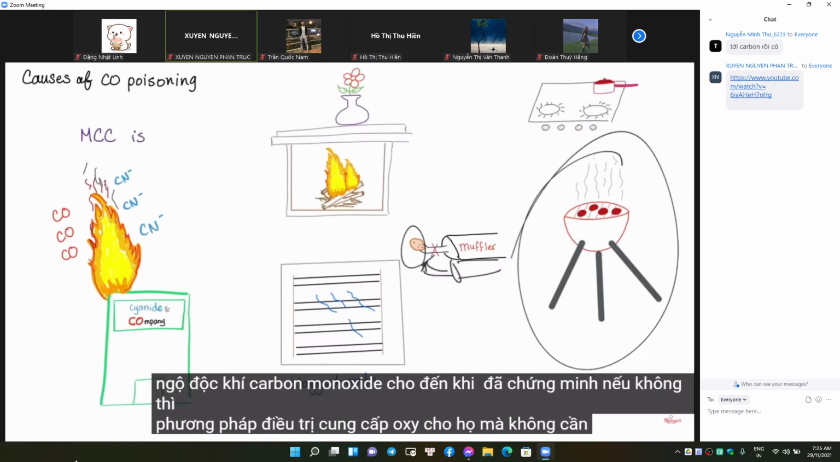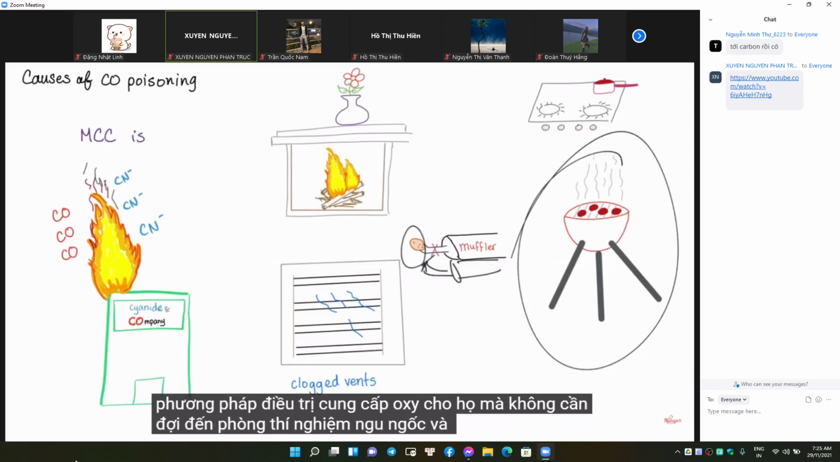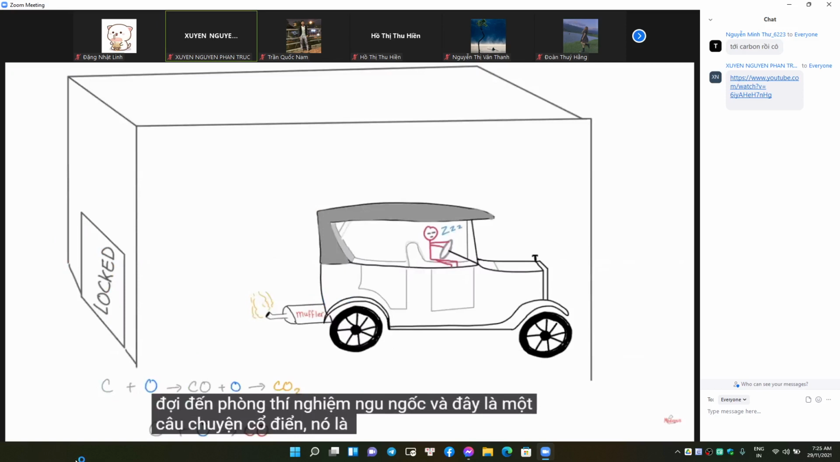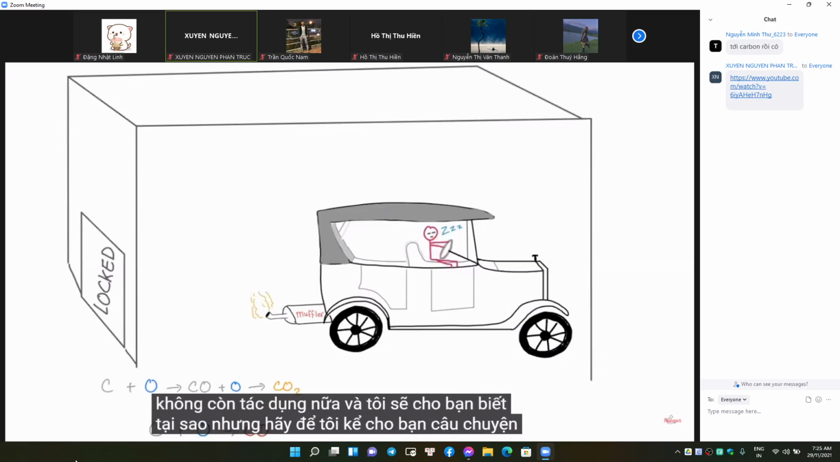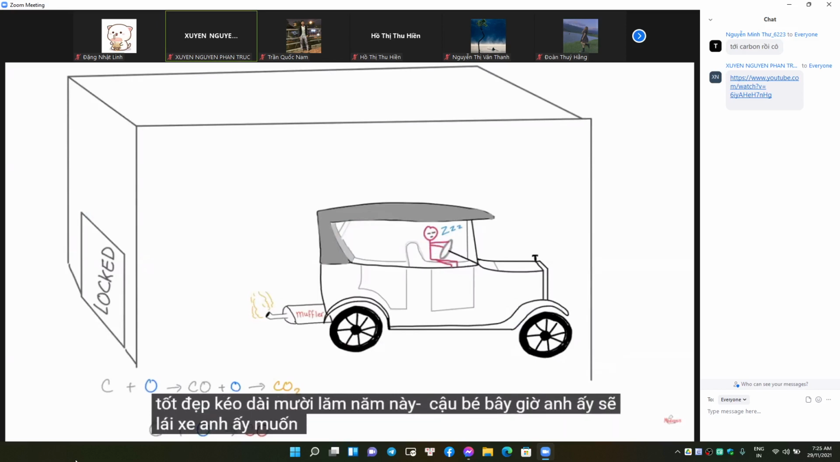Give them oxygen without waiting for the stupid lab. And here is a classic story. It's a historic story. It doesn't work anymore, and I'll tell you why, but let me tell you the story. This nice 15-year-old boy, now he's gonna drive.